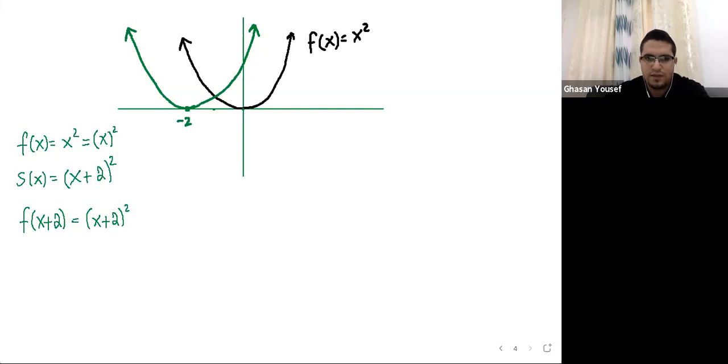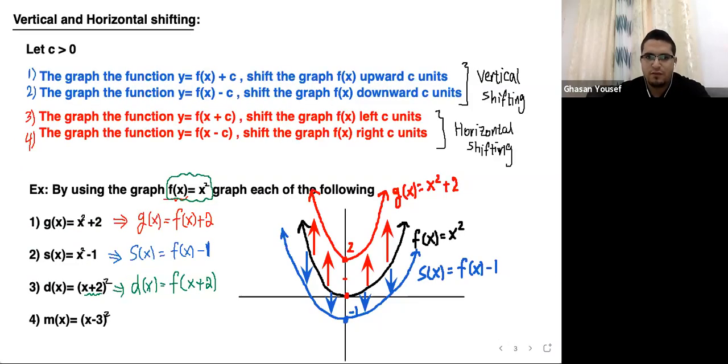Now this function is similar to s of x. Look, s of x equal x plus 2 everything squared. And f of x plus 2 equal x plus 2 everything squared. So actually this is equal to s of x. So now I can say s of x equal f of x plus 2. Now, to graph the function s of x equal f of x plus 2, go back to the rules. The graph of the function y equal f of x plus c, here we have a plus. We shift the graph f of x, the original function, to the left c units. Here I get a question: the parabola should be on the right? No, we have to shift it to the left by using these rules. If positive, left. If negative, right.